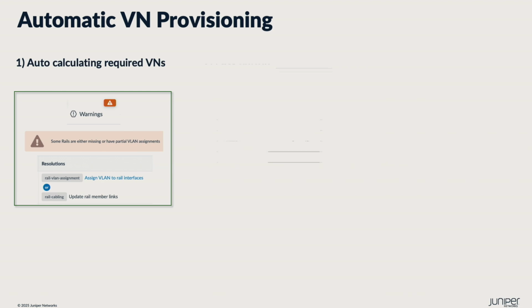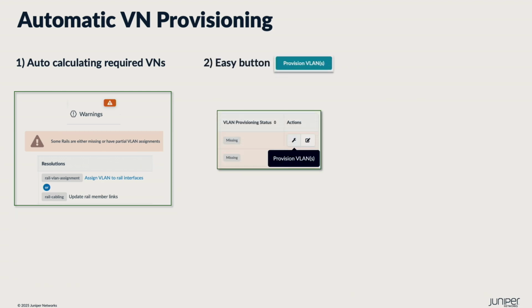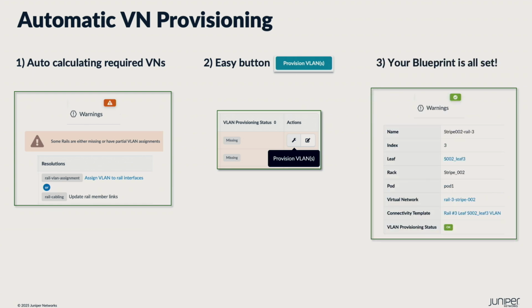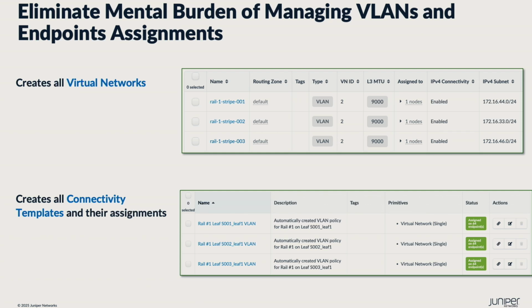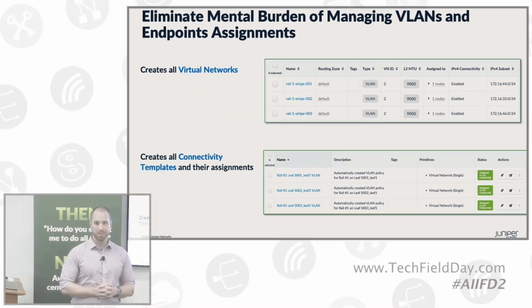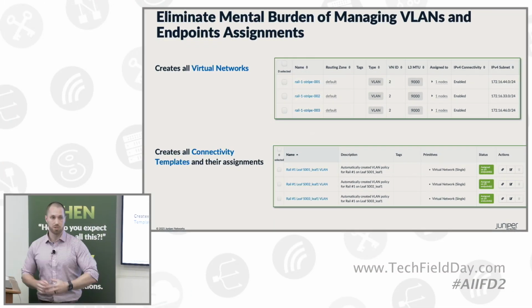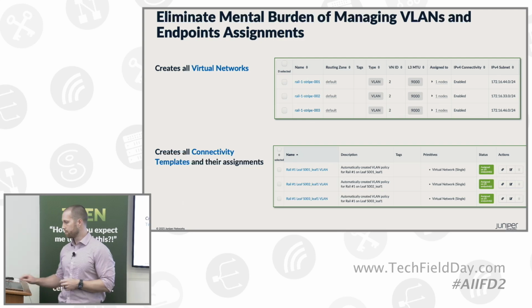What we can then do is give you an easy button to say, go ahead and provision a VLAN across those rails and those ports. And then afterwards, we can see, yep, I'm all set. We can see the virtual network and the connectivity template all assigned to it. So this simplifies the burden of managing and gives you the ability, with just a few clicks, to assign virtual networks and make sure your connectivity templates are all connected to the ports and the rails that you want and need.